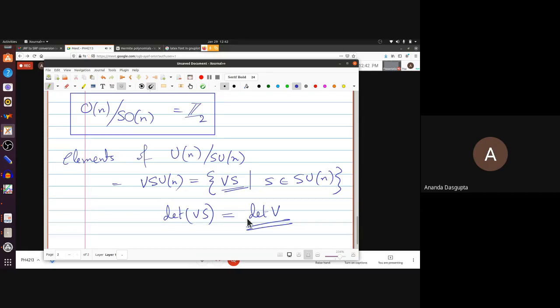Is that clear to everybody? If a matrix is in the coset of capital V, it has to have the same determinant as V. That's easy to prove. Slightly less trivial, but quite easy, is the statement that if a matrix has the same determinant as V, it is in this coset. So basically, a given coset is essentially identified by the determinant of any one of its elements. Which one? Doesn't matter. Any one will do. Clear?